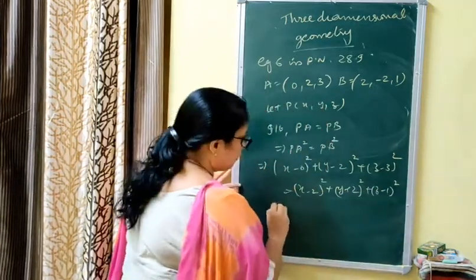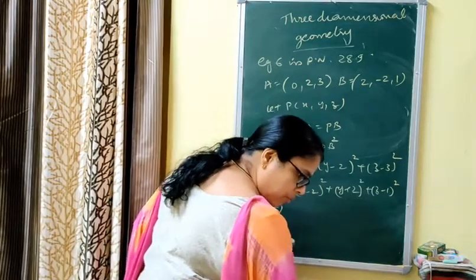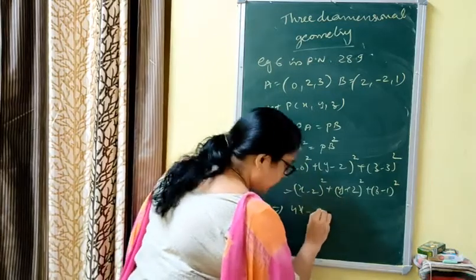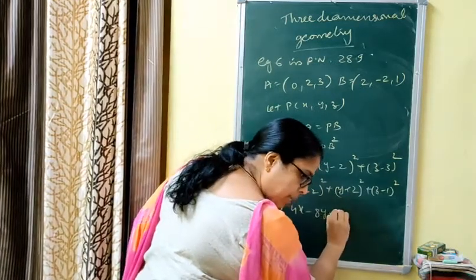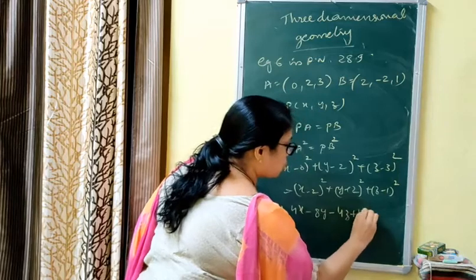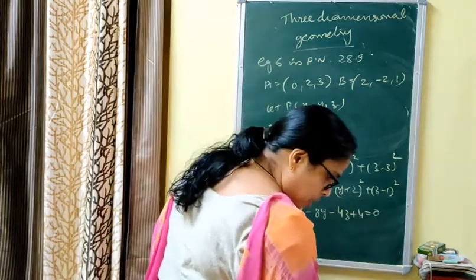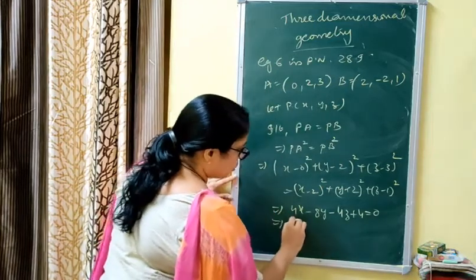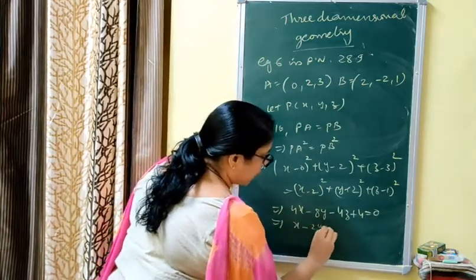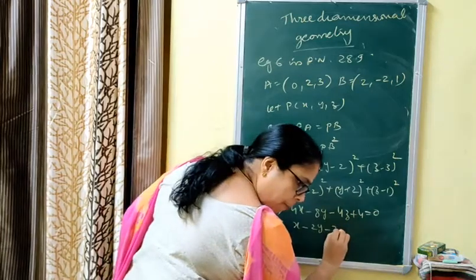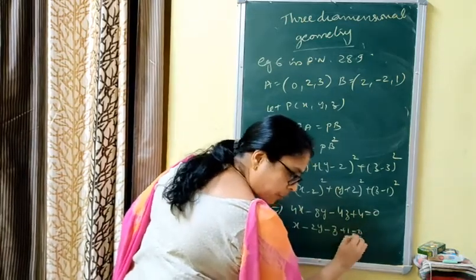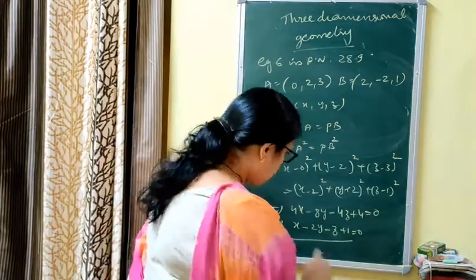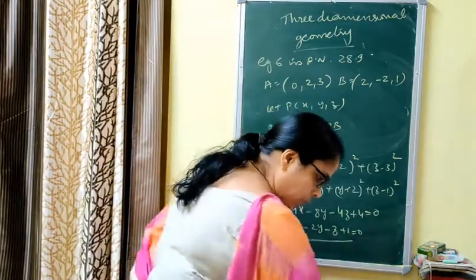I am not going through every simplification step. By simplification, you will get 4x minus 8y minus 4z plus 4 is equal to 0. Once more, let me check: 4x minus 8y minus 4z plus 4 equal to 0. By cancelling by 4, you will get x minus 2y minus z plus 1 equal to 0. That is, the locus of the required point is x minus 2y minus z plus 1 equal to 0.